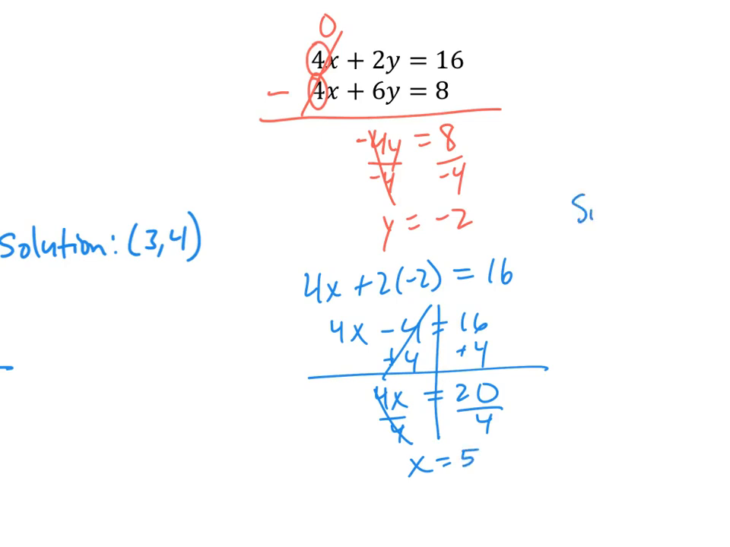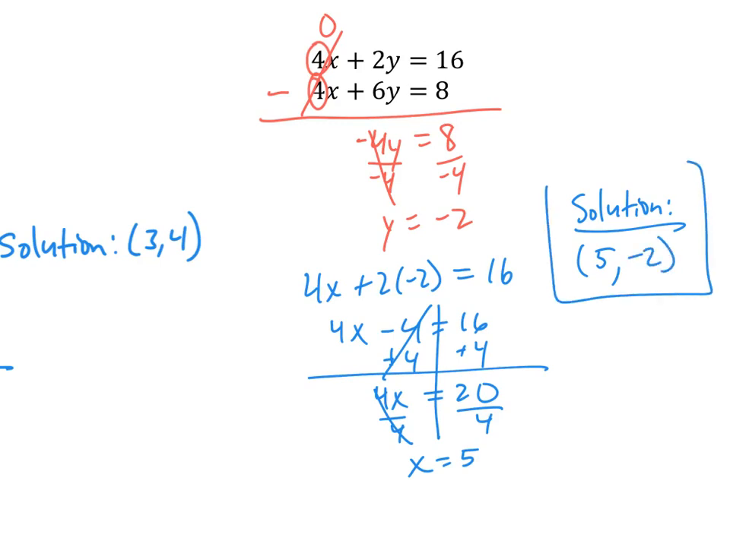Okay, so our solution here in the form of an ordered pair, which we always list x first, will be 5, negative 2. Okay, and we can always check our answers by plugging our solution back into one of our equations and making sure everything checks out, but I'll leave that for you to do on your own.